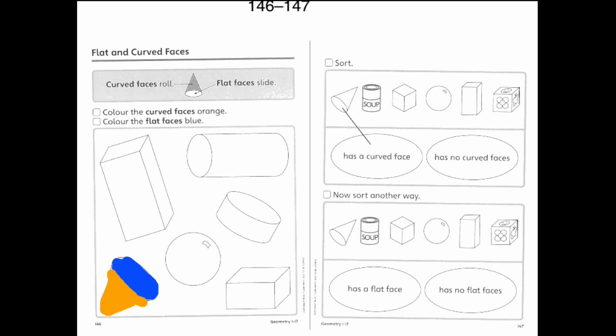On the next page, you have to sort. Has a curved face, has no curved faces. So this has a flat face, but this doesn't ask for that. Has a curved face? Yes. Has a curved face? Has a curved face? No. Ding. So these are flat and no flat faces. And did I ask you to?